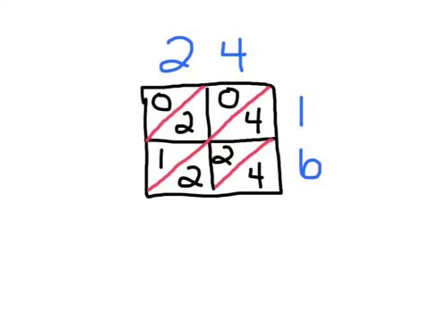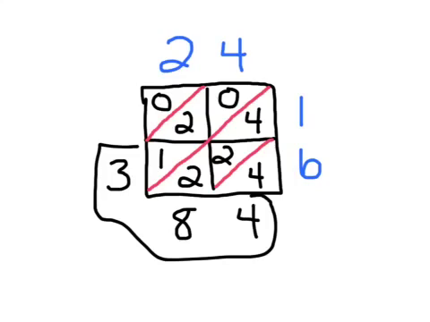Now what I need to do is add down each column or each slanted row like this. I get 4 here. 4 plus 2 plus 2 is 8. And then 2 plus 1 is 3. You see my answer is the same as before. It's 384.